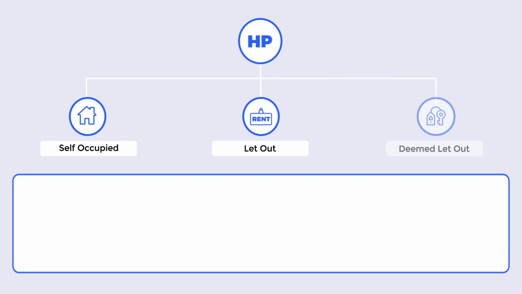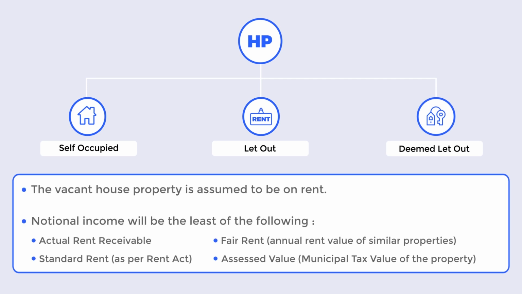Deemed let out house property. Any vacant property that is neither self-occupied or let out is deemed let out, which means it is assumed to be on rent for income tax purposes and will be taxed on the notional income you would receive if it was rented. Notional rent is least of the following.